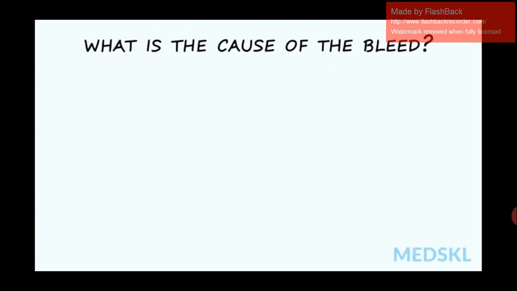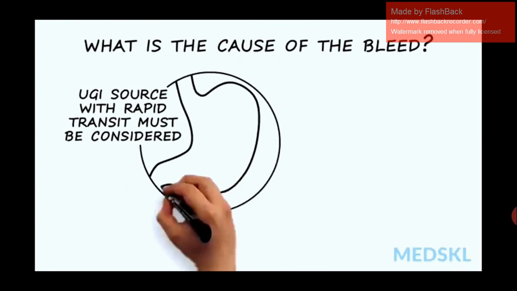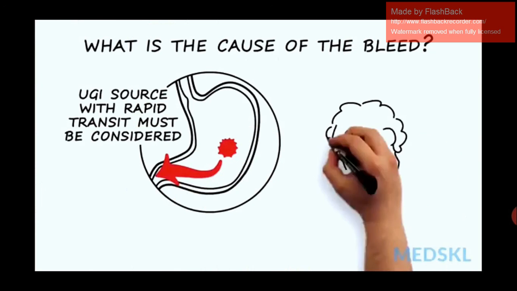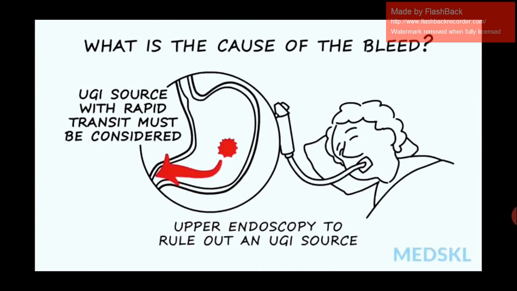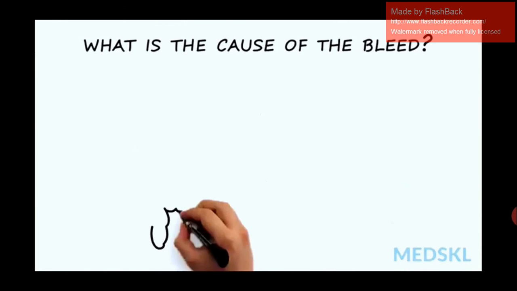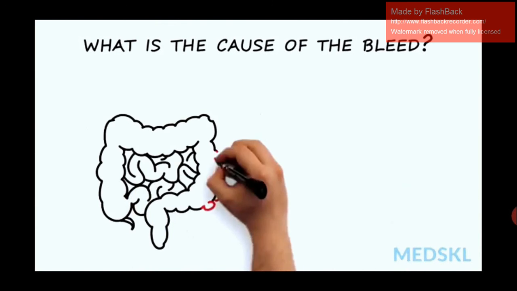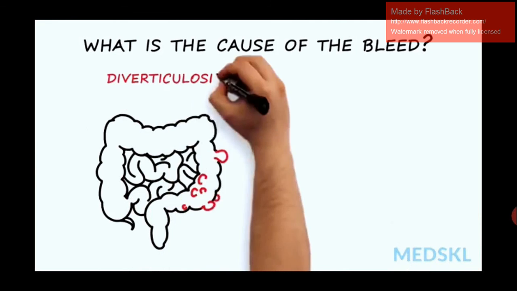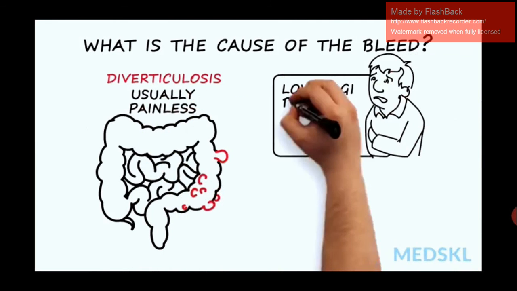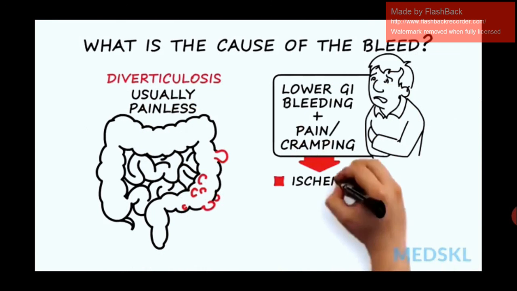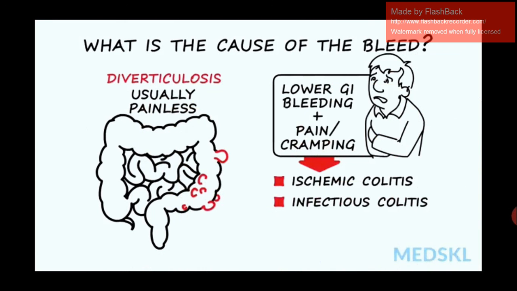Once stable, establish the cause of the bleed. An upper GI source with rapid transit must be considered, and an upper endoscopy is indicated to rule out an upper GI source in the face of hemodynamic instability. Up to half of the cases of lower GI bleeding is caused by diverticulosis. Diverticulosis is usually painless. Causes of lower GI bleeding may be associated with pain and cramping, such as ischemic colitis, infectious colitis, and inflammatory bowel disease.